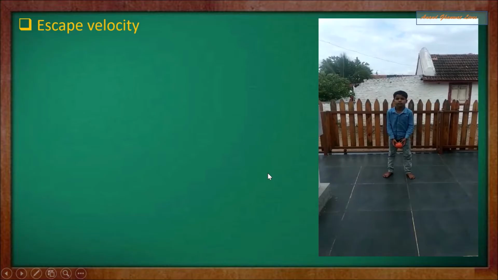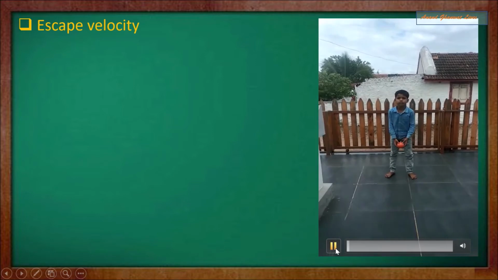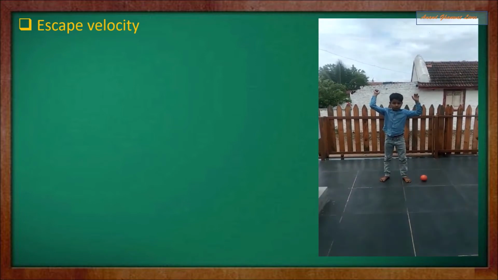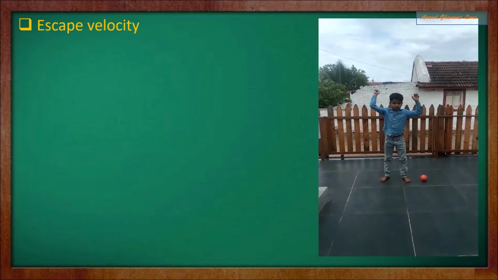Now let us understand escape velocity. What happens if we throw a ball in an upward direction? Let us see. When we throw a ball in an upward direction, its velocity decreases. Why? Because the gravitational force of Earth is acting vertically downwards. Let us see.